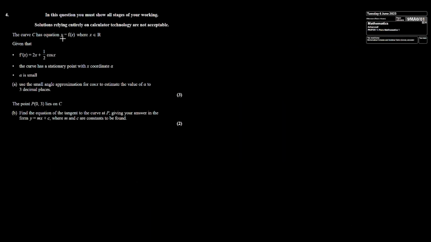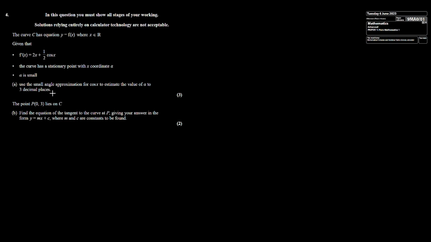Question 4, we've got an equation, f(x), and here is the differential involving cos x. And we're told that the curve has a stationary point where x is equal to alpha. Alpha is small, and we've got to use the small angle approximation for cos x to estimate the value of alpha to 3 decimal places.